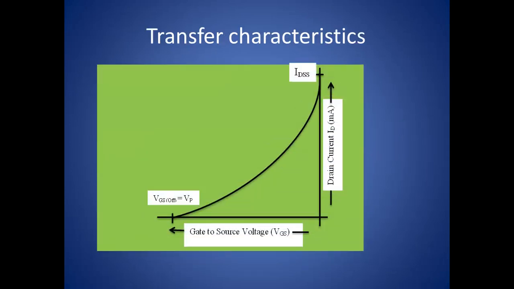Then next, the transfer characteristics curve. These are also called transconductance curves. Here the gate to source voltage is taken on the negative x-axis and drain current on the y-axis, which gives the relationship between drain current ID and gate to source voltage with constant drain to source voltage.